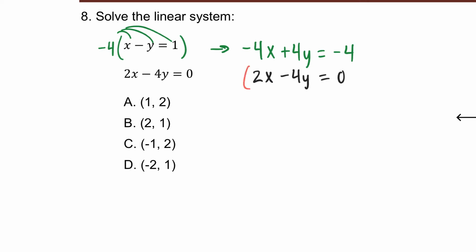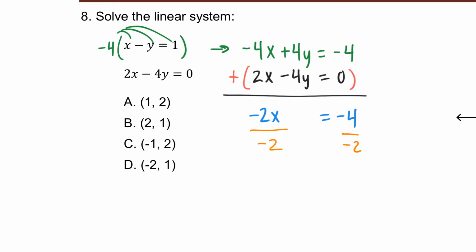And then what we're going to do is take the black equation and add it to the green equation. So what would our result be here? Our result is going to be negative 4x plus 2x would give us negative 2x. 4y minus 4y is 0. You can write 0 if you want, but I'm just going to leave it blank. Negative 4 plus 0 is negative 4. So let's divide by negative 2. And our answer here would be x is negative 4 divided by negative 2, which is positive 2. Okay, so x is positive 2.